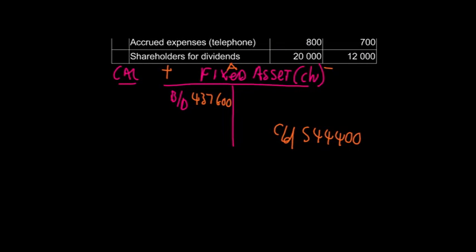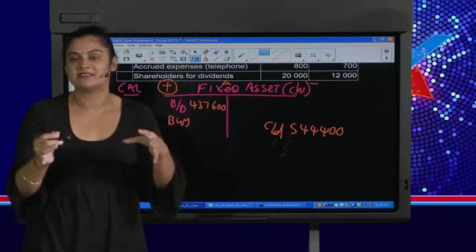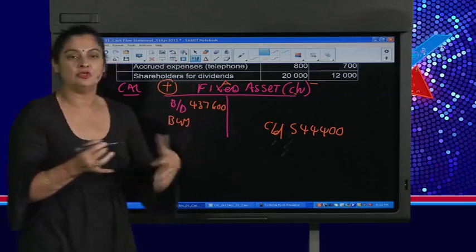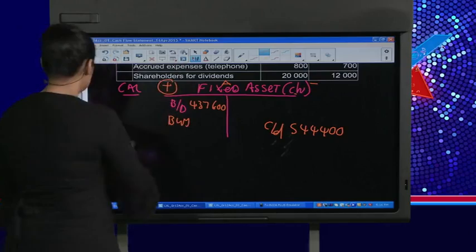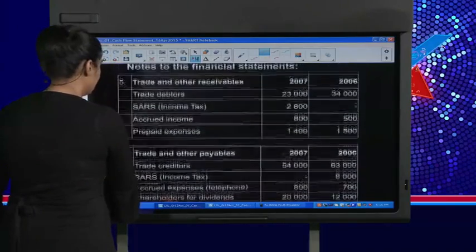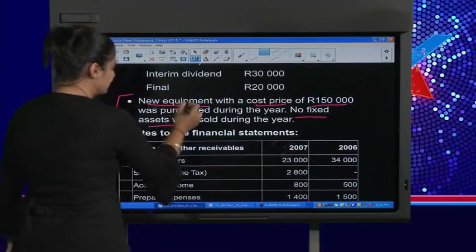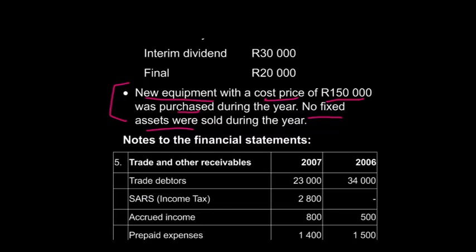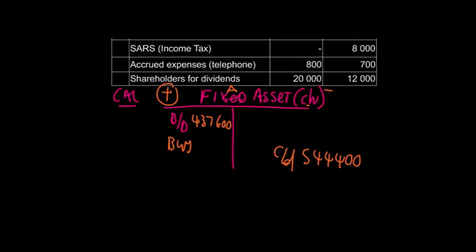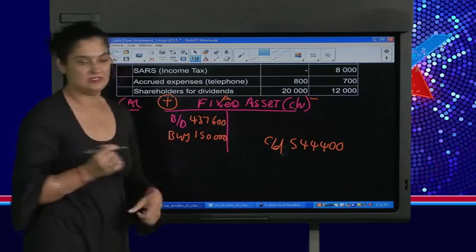Right, now let's examine this account more closely. Fixed assets, my carrying value increases whenever I buy additional assets. If I buy more assets, obviously I have more fixed assets in my business. My carrying value is increasing. So if we go to our additional information, did we buy additional fixed assets? Yes, we did. New equipment with a cost price of 150,000 was purchased during the year. Okay, so let's now enter this. So I purchased new assets of 150,000.